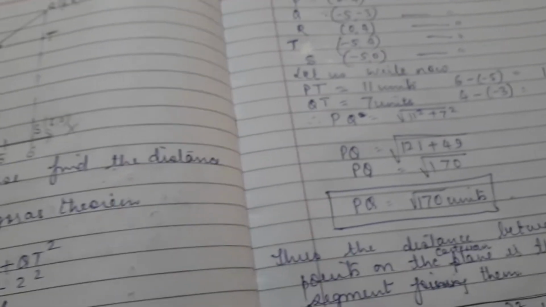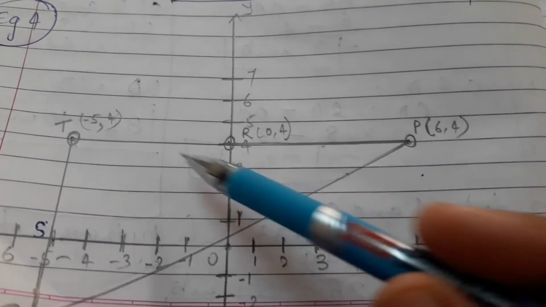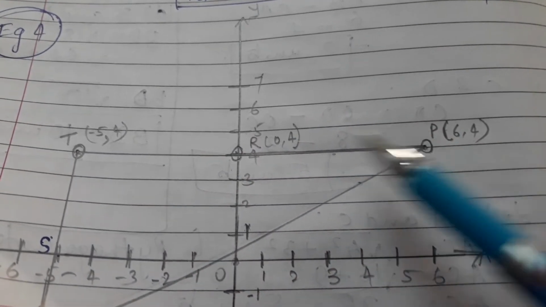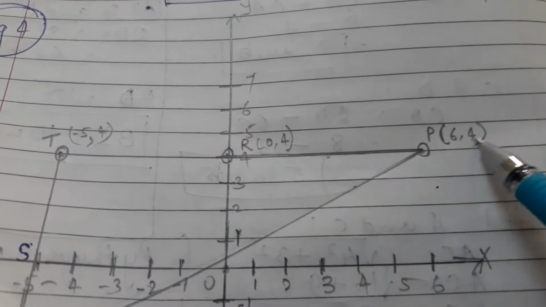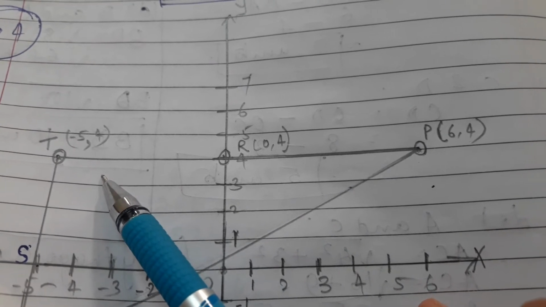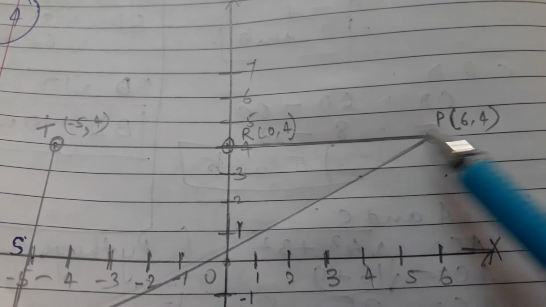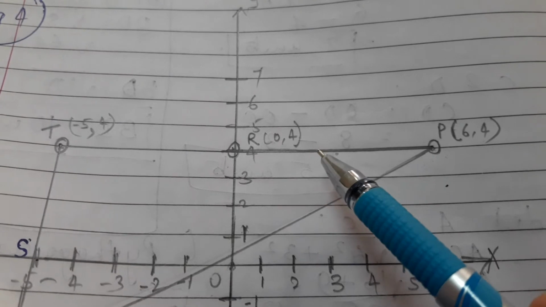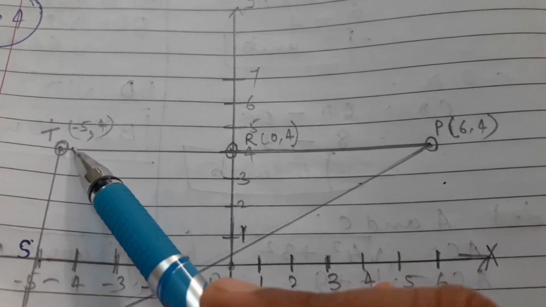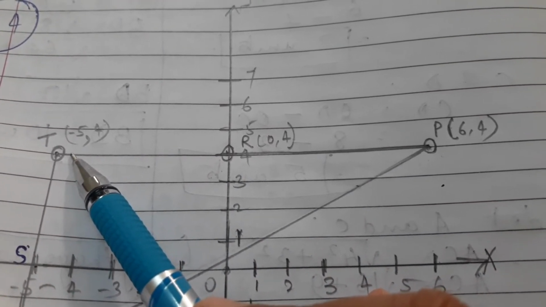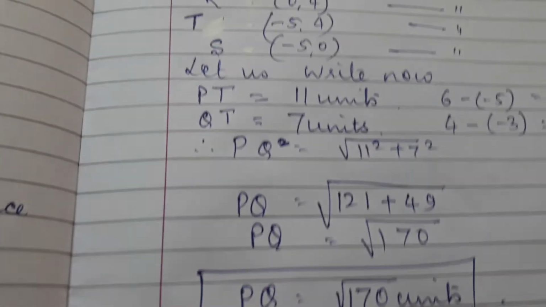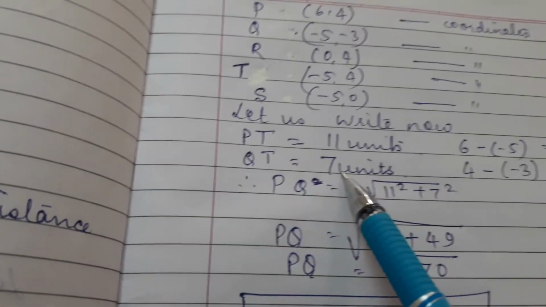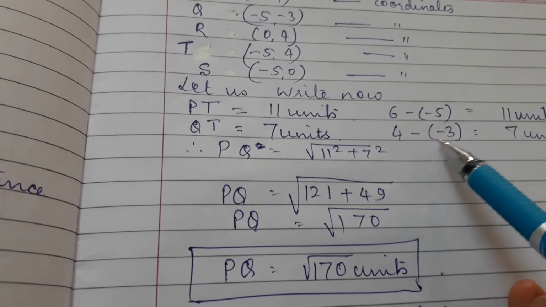Now first, what is the distance between PT? Where is P? This is P and this is T. P to T. To find the distance between P to T, from here I get from 6 to minus 5, we will subtract, and the answer will be 11 units. I have shown here. And QT will be equal to 7 units. It will give you 4 minus minus 3. When you refer to the graph, you will understand.